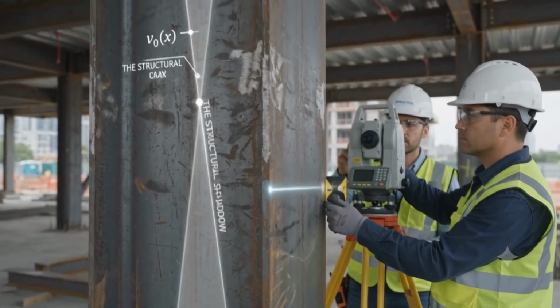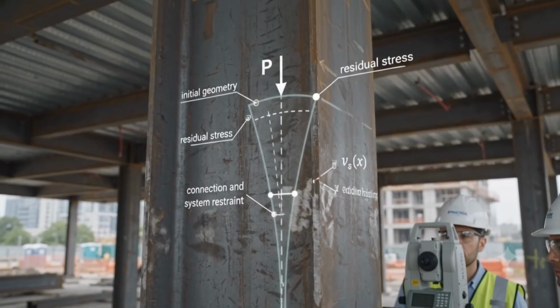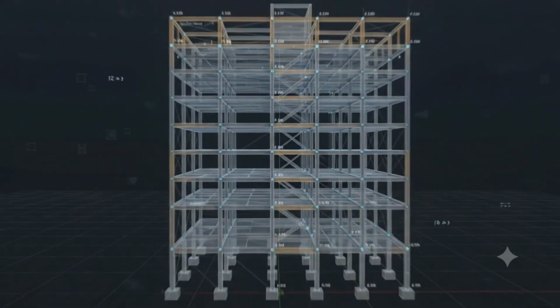Real columns are not perfect mathematical lines. Initial imperfections, residual stresses, and structural restraint influence stability. That is why engineers do not.